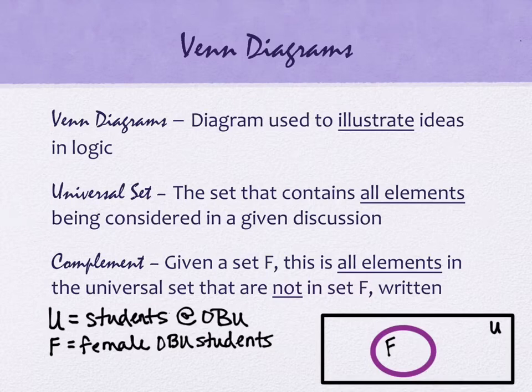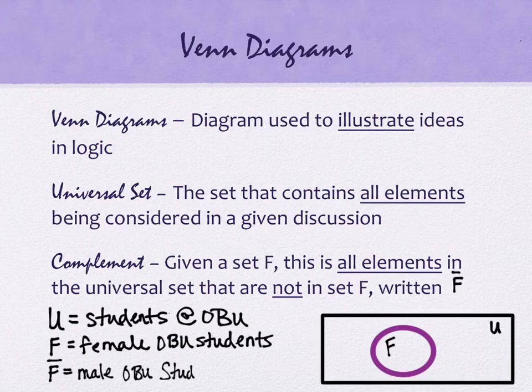Then the way that you write complement, there's actually 3 ways to do it. The way that our book uses is a bar on the top of the letter. So what would be the description for the set of people who are students at OBU that are not in the category female students? It'd be male students, right? So that's what the description would be for this particular scenario. It would be male OBU students. And if you think about it in terms of my picture, where would that be located? On the outside. So this is F complement.